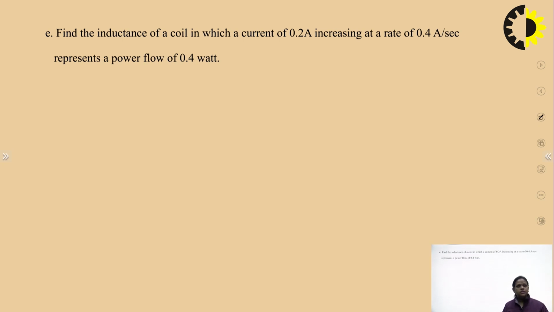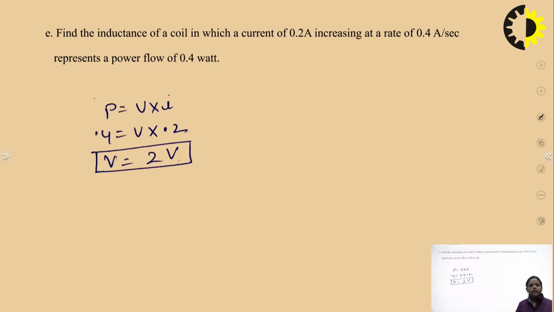find the inductance of a coil in which a current of 0.2 ampere is increasing at a rate of 0.4 ampere per second and represents a power flow of 0.4 watt. So, here you have to find the inductance of a coil in which a current of 0.2 ampere is increasing at a rate of 0.4 ampere per second and represents the power flow of 0.4 watt.